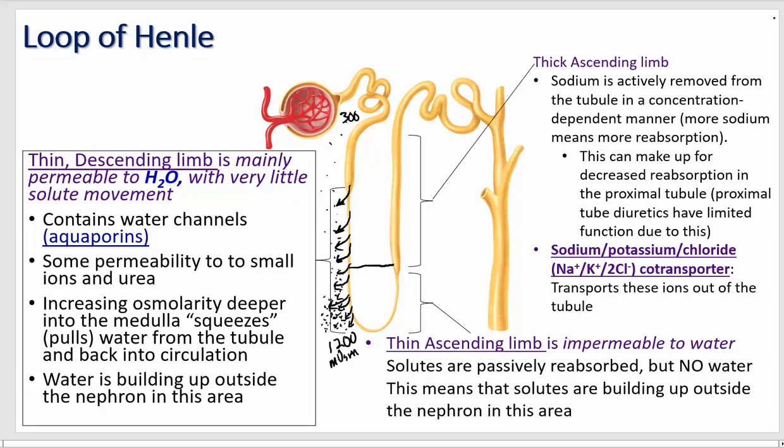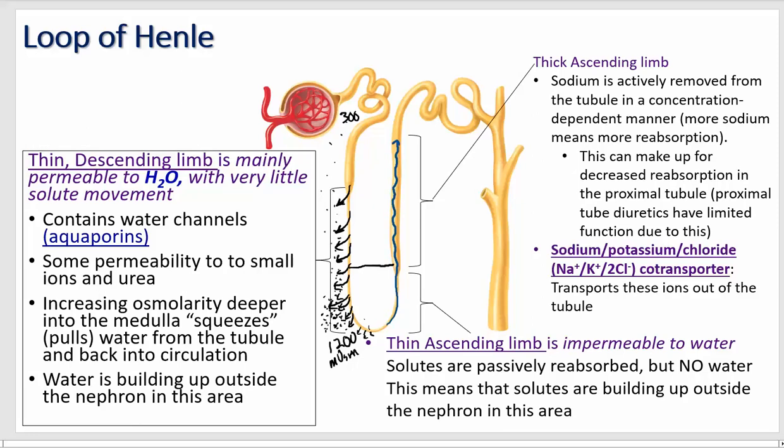All right, so now we're down here, passing around the corner, and now we're in the thin ascending limb. So now we're shutting off the faucet. We're saying, all right, water, you've had your fun, you've been pulled out, now you are stuck in here. So water is staying in the loop of Henle, and it can't leave anymore. That permeability to water is no longer there. So the water is just going to stay up in here.